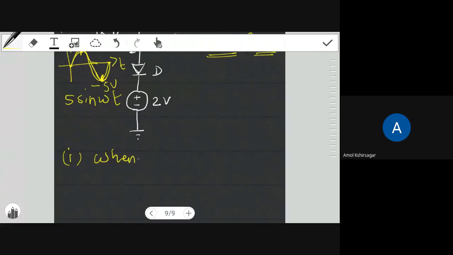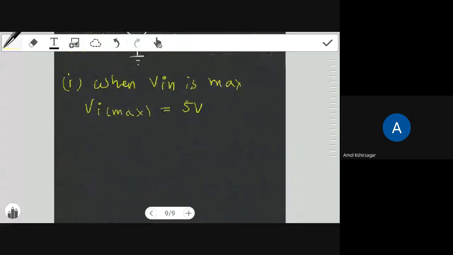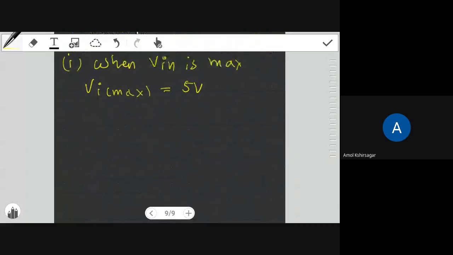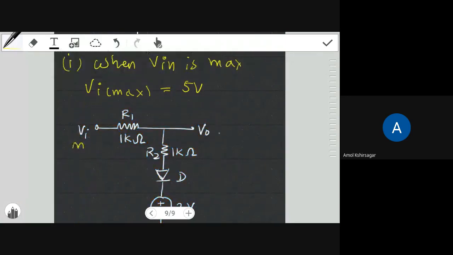So let us consider case 1, when Vin is max. That is Vi max is equal to 5 volt. So for this, let me redraw the circuit again. So I'll just paste it. So Vi max, I am going to denote it as Vi max, that is equal to 5 volt.